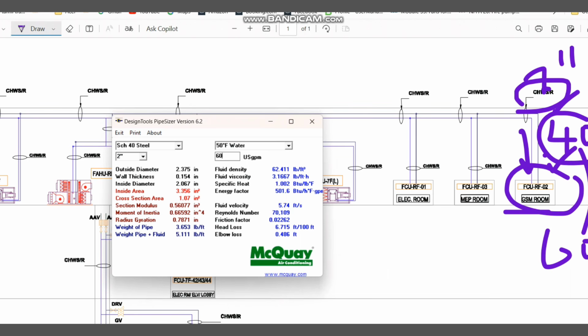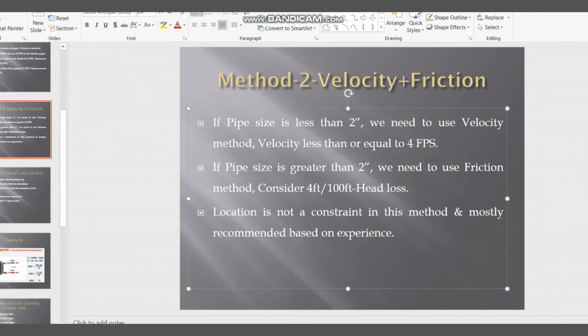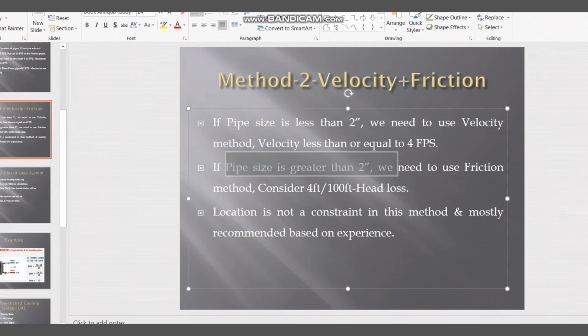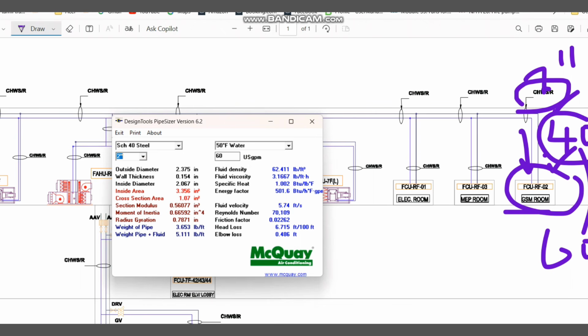If the pipe size is less than 2 inch, then 4 feet per second is acceptable. But if it is more than 2 inch, then we don't need to see the velocity. We need to see the head loss only. So that is the important thing here. For example, if you put 2 inch and 60 GPM, the velocity is more than 4 feet per second. That means the 2 inch pipe is not sufficient to hold this 60 GPM. So the next thing you have to do is increase the pipe size to 2.5 inch, and again I will put 60. And if you see here, the velocity is 4 feet per second.